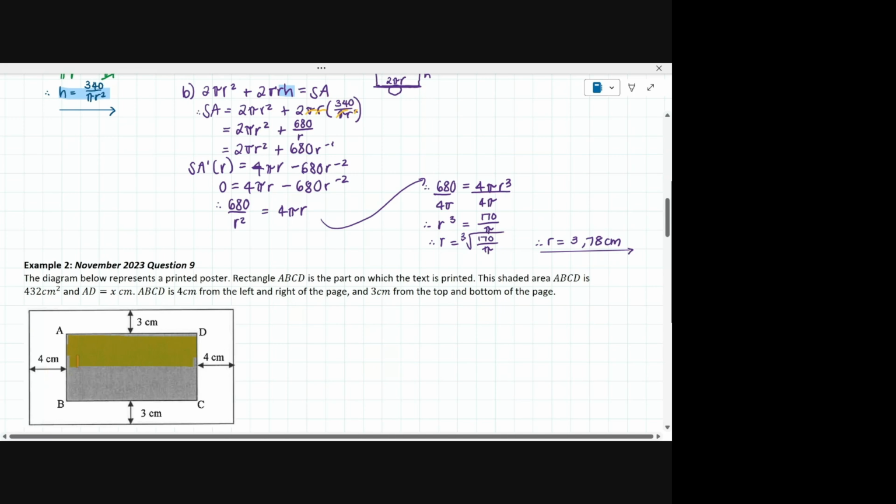Does anyone remember how we determine the area of a rectangle? What is the formula for the area of a rectangle? Ma'am, is it 2LB?